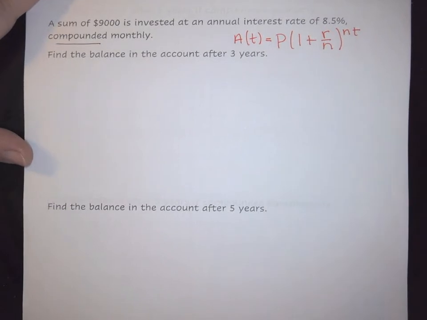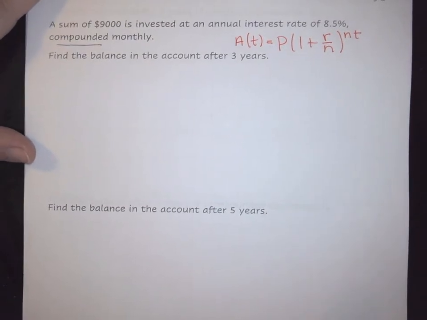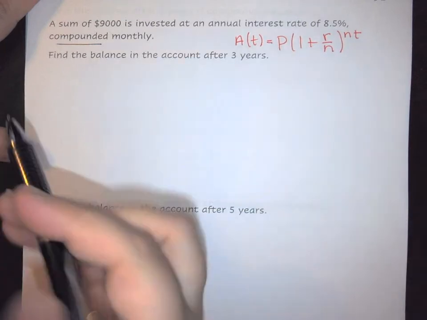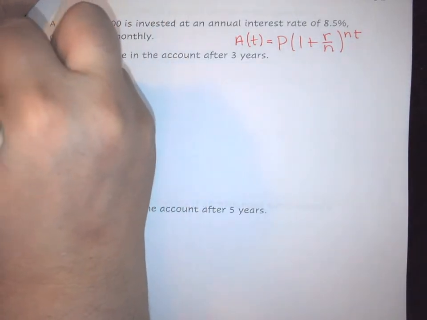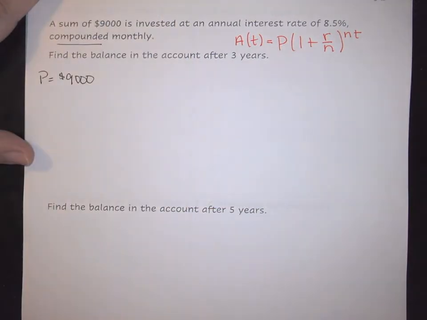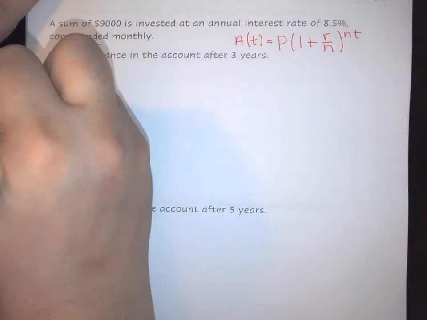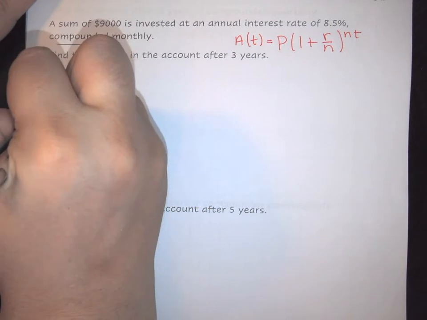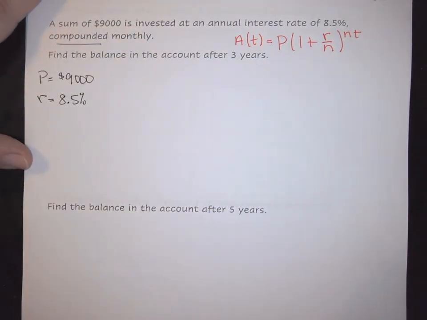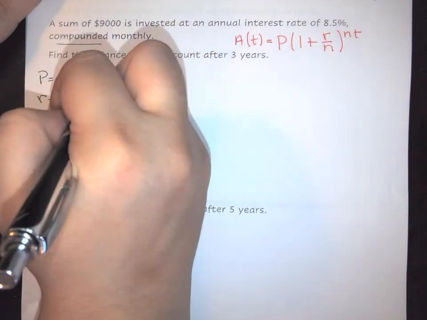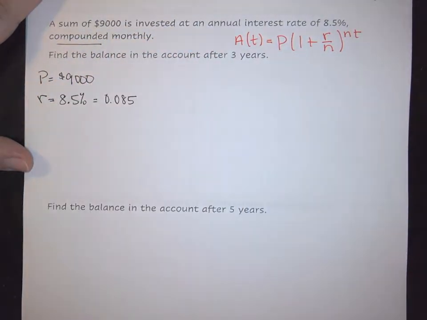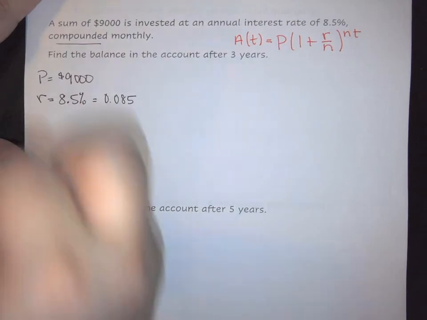Now the first thing we need to do after identifying our formula is identify our parts. So P is going to be what you put in. In this case, P is going to be the $9,000. R is your rate. My rate here was 8.5%. It must always be converted to a decimal, so we would change this to 0.085.